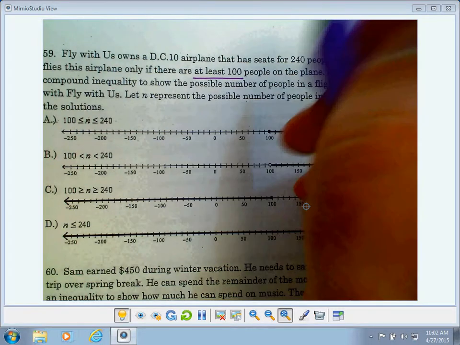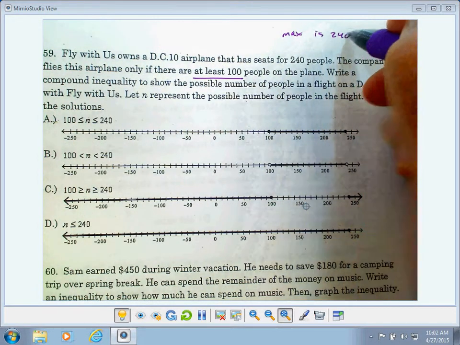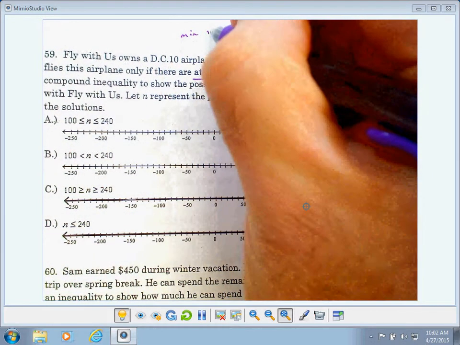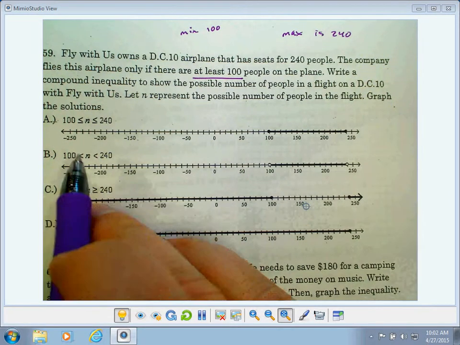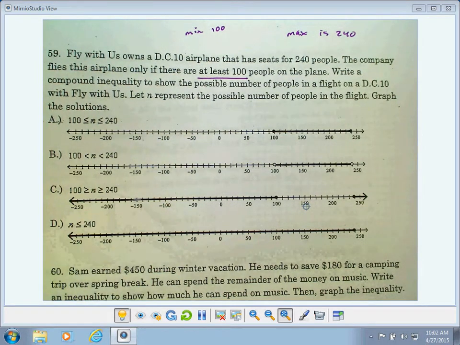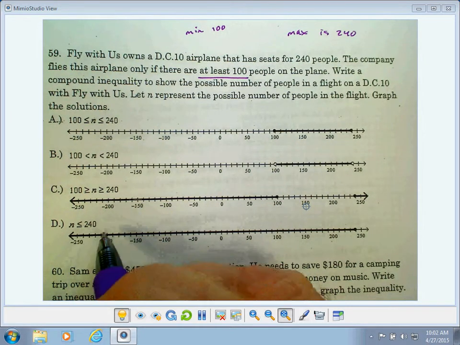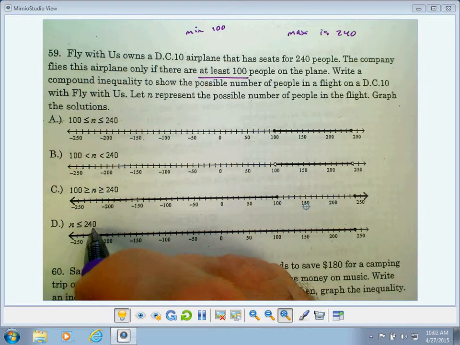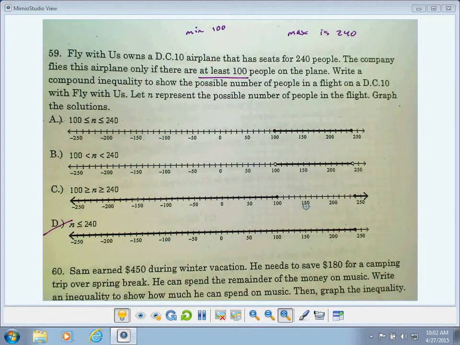Okay, so what do we know? Well, the max is 240. And the minimum is at least 100. So we can have 100 and we can have 240. That's why when we look at our numbers over here, you're seeing 100 and 240s. See, this one says anything less than or equal to 240. Remember, we have that rule about it has to be at least 100 though. So for example, 10 would be less than or equal to 240, but 10 doesn't go for this plane. You need at least 100. So D is out.